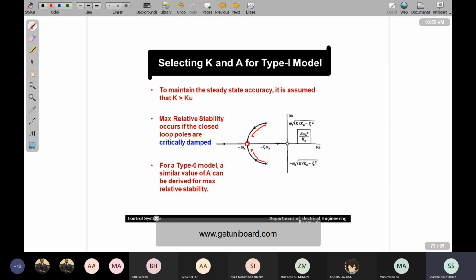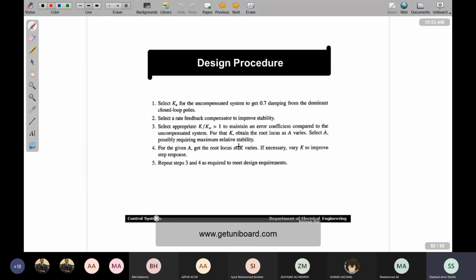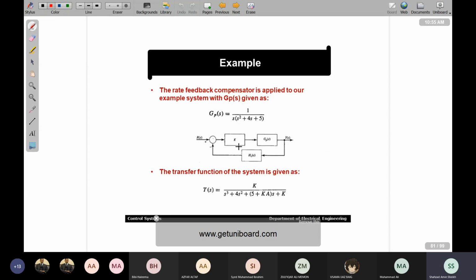Now we are in position to apply. In fact, that's the design procedure which I have been repeating for all the designing all the controllers, and you must be quite familiar with this. इसको तो repeat करने की ज़रूरत नहीं है. But as I'm saying that we are in a position to apply our rate feedback system or a proportional derivative controller on our example system.